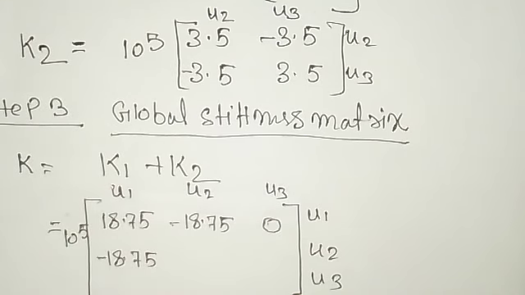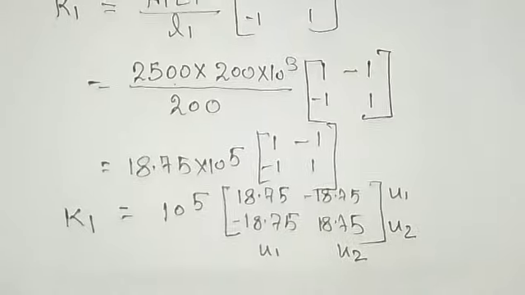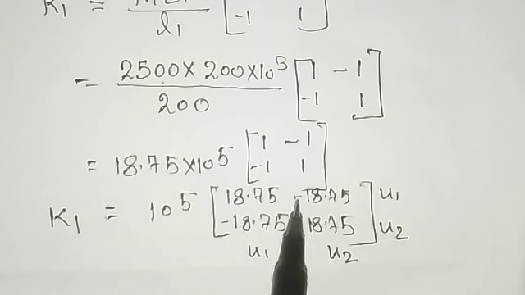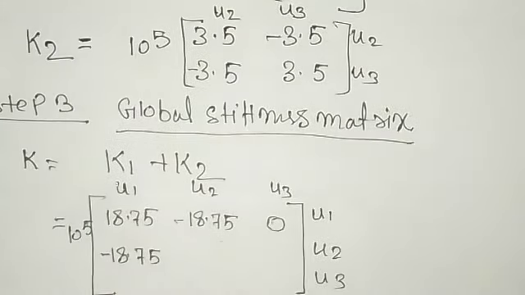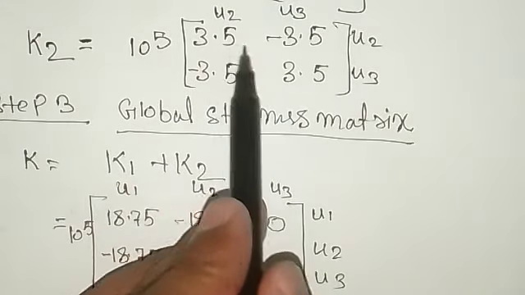Second is U2, U2. So we'll see the second row, second column. Second row and second column, that is this 18.75. We'll check in the second element also, second row and second column.